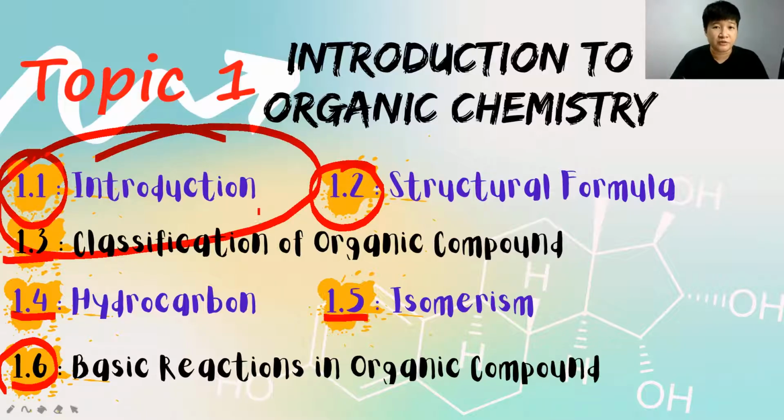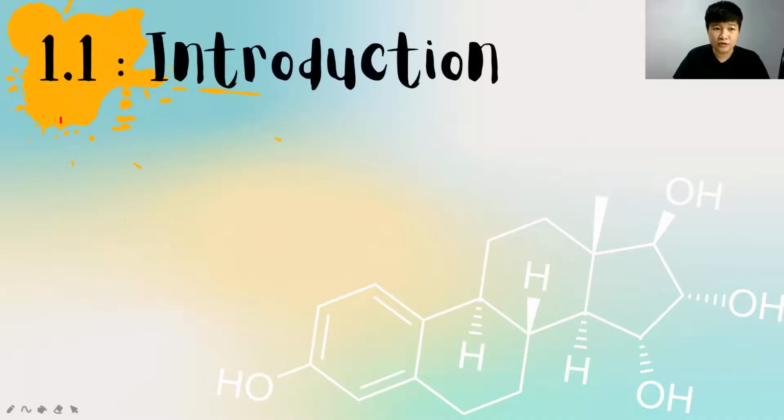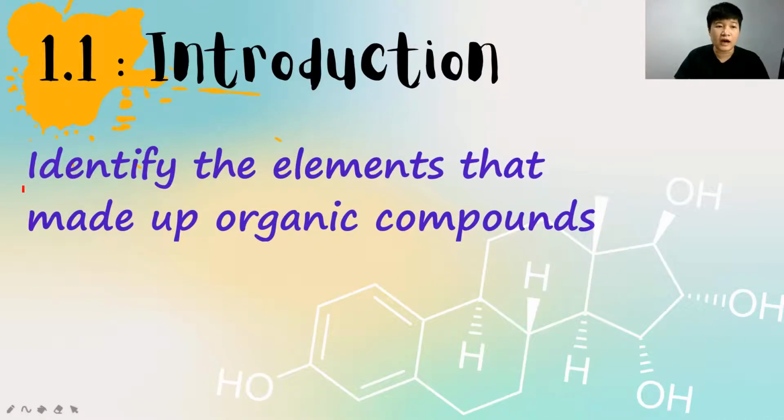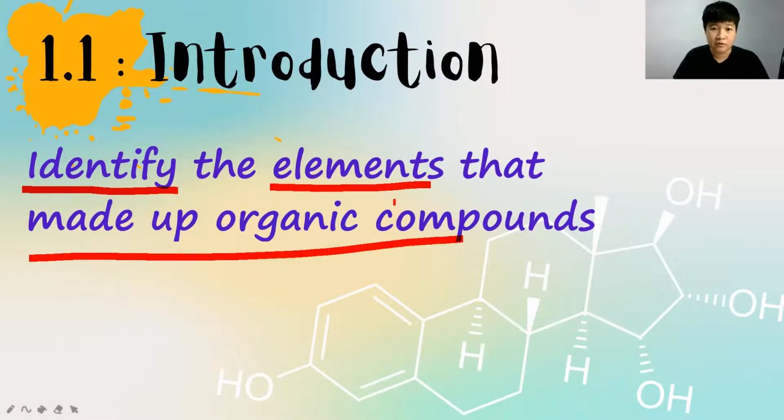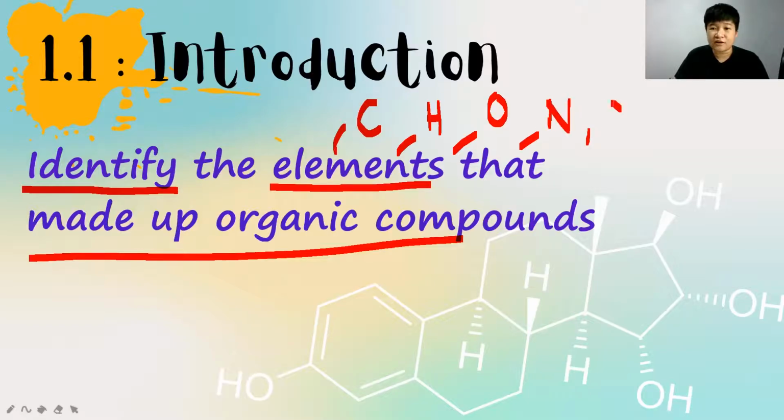Very short video for today. In Introduction, we will be looking into how to identify the elements that make up an organic compound. So what elements are we going to talk about, or what elements do you always come across? Like carbon, hydrogen, oxygen, nitrogen, sulfur, chlorine, and so on. These are the elements that we always come across in organic compounds.